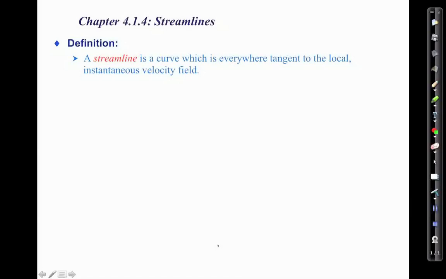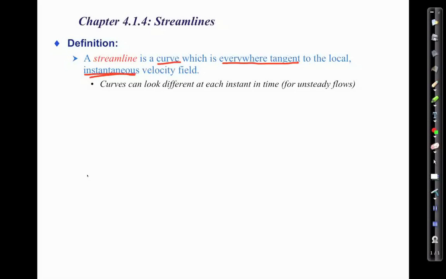Alright, so a definition for a streamline is simply a curve which is everywhere tangent to the local instantaneous velocity field. Okay, so now these are some very important keywords here. It's a curve everywhere tangent to the instantaneous velocity field. So what that implies is we're talking about one instant in time. And these curves can look different at different instants in time if we happen to have an unsteady flow, as we'll see here in just a second. So this represents the direction of the flow at any given instant, and that's why they're such a useful quantity to have a look at.